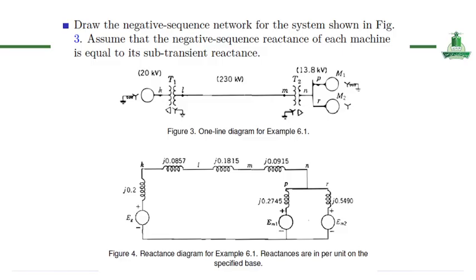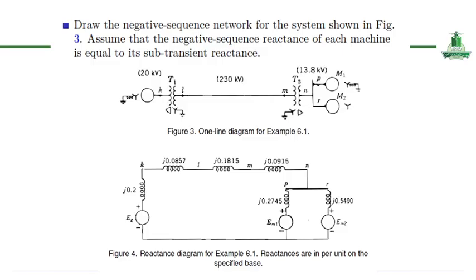So the key assumption in this slide is that the negative sequence reactance of each machine is equal to its subtransient reactance, X2 is equal to Xd double prime. This is a common and practical approximation used in fault analysis because the subtransient period dominates immediately after the fault occurs. So therefore, the values previously calculated for the subtransient reactances of the generator and motors can be directly used in building the negative sequence network.